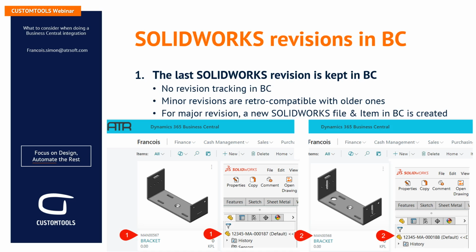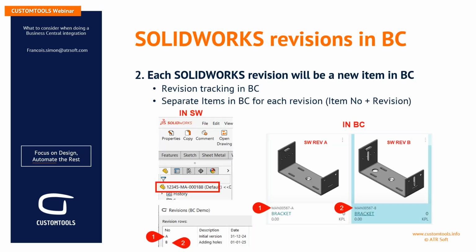In this approach, only the latest SOLIDWORKS revision is kept in Business Central, so with no dedicated revision tracking. Minor revisions, being retro-compatible, always update the existing item. For major revisions, a new SOLIDWORKS file is created along with a new item in BC. So here we are not tracking SOLIDWORKS revision.